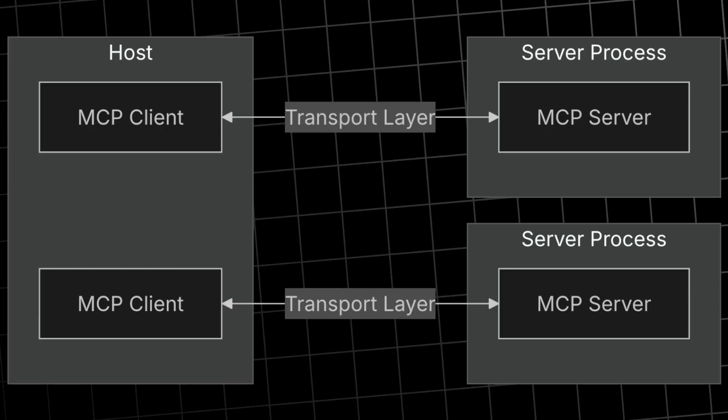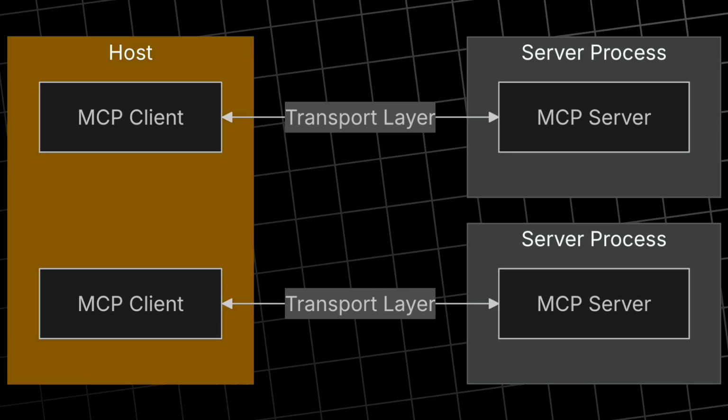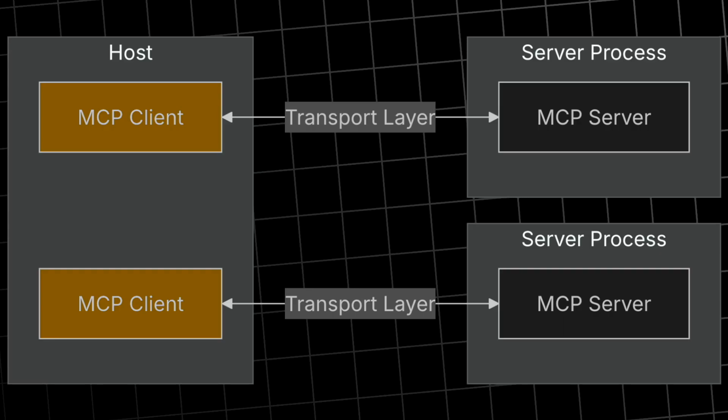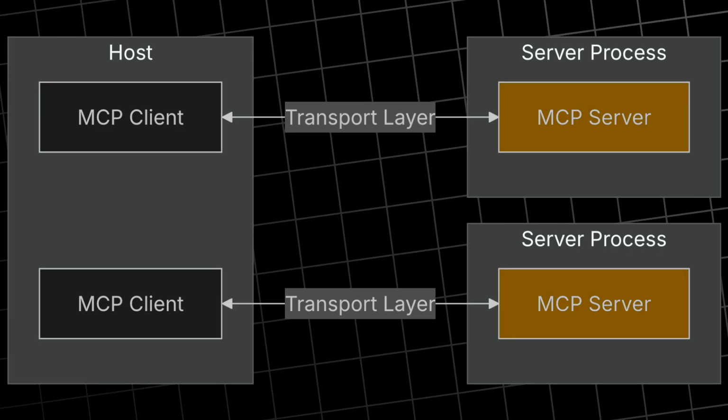MCP uses a client-server architecture with three key components. Hosts are LLM applications like Claude Desktop or Cursor IDE that initiate connections. Clients maintain one-to-one connections with servers inside the host application. And servers are lightweight services that expose specific capabilities like database access or API integrations. The great thing about this architecture is that it's completely standardized, meaning you can swap out different LLMs or data sources without changing your integration code.